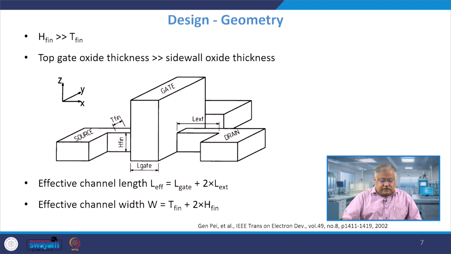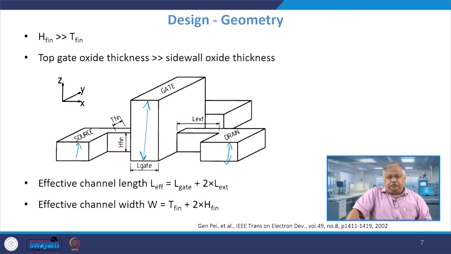This we have already discussed, that there are two ways of looking at it: my gate is a raised gate. So my gate is relatively much larger, raised higher as compared to the source and drain, and therefore the top gate thickness is much larger as compared to the sidewall thicknesses. The first thing is that H fin is much larger than T fin. T fin is the thickness of the fin. So this is your H fin, the height of the fin, and this is your T fin.